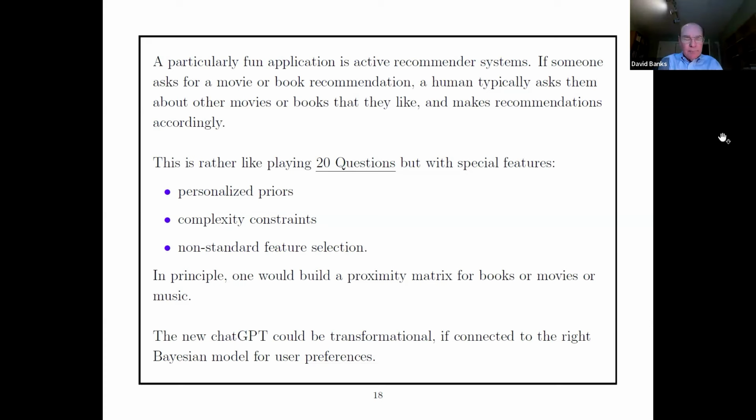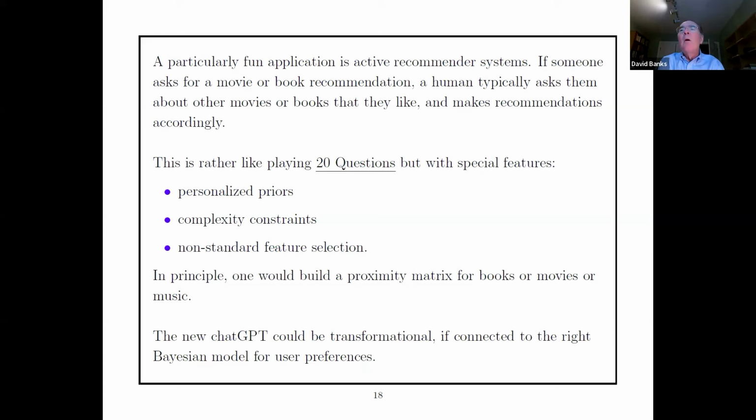Okay. In principle, Amazon has a prior over me purchasing any item that they have on offer, and they would like to ask the questions that will do the best job of narrowing down their recommendations. Ideally, they would ask questions that have a 50-50 chance of me saying yes or no, according to their prior. But there are difficulties with that because there are complexity constraints, and there's some non-standard feature selection that I'd like to unpack a little bit.